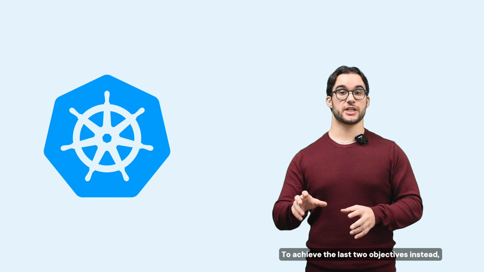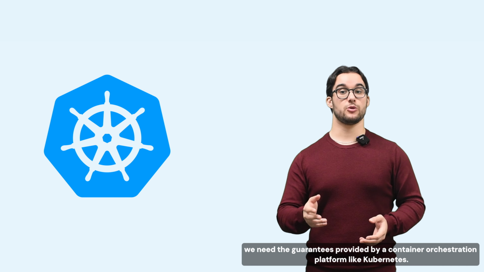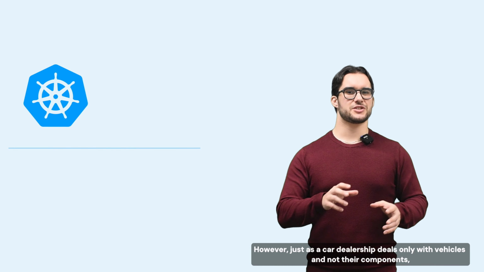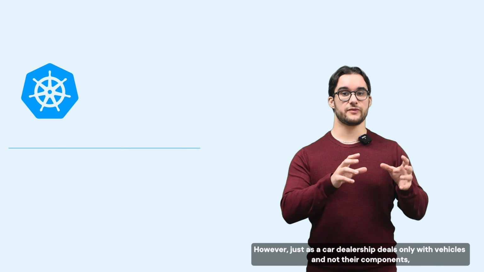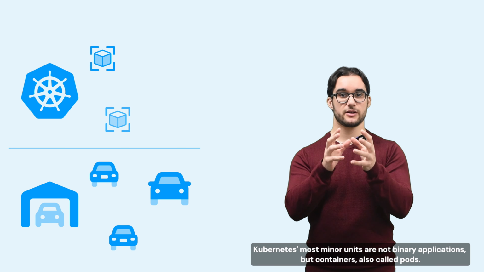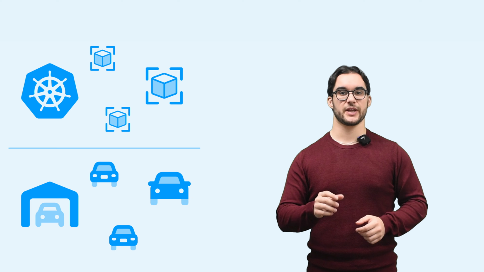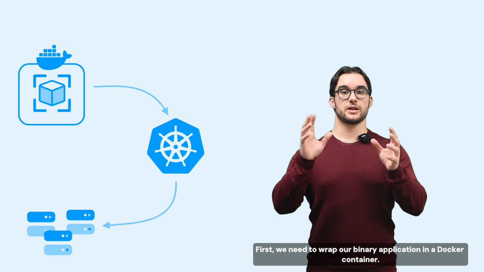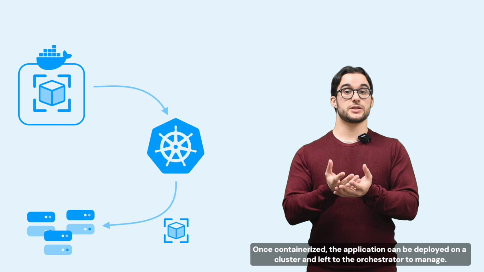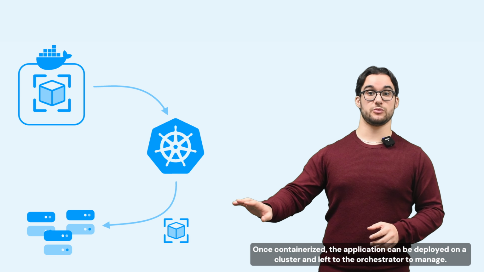To achieve the last two objectives instead, we need the guarantees provided by a container orchestration platform like Kubernetes. However, just as a car dealership deals only with vehicles and not their components, Kubernetes' most minor units are not binary applications, but containers, also called pods. First, we need to wrap our binary application in a Docker container. Once containerized, the application can be deployed on a cluster and left for the orchestrator to manage.